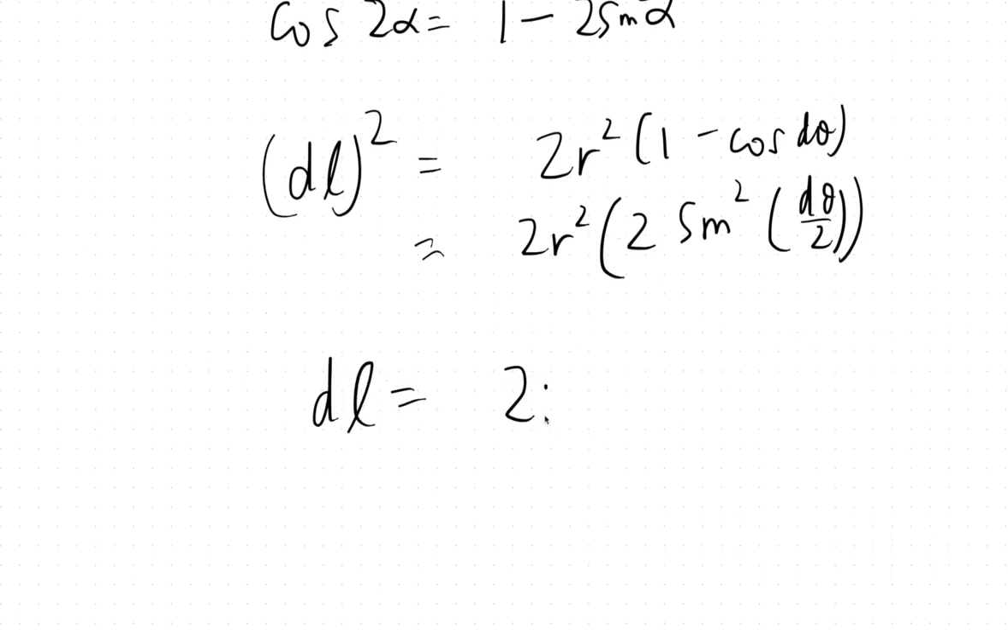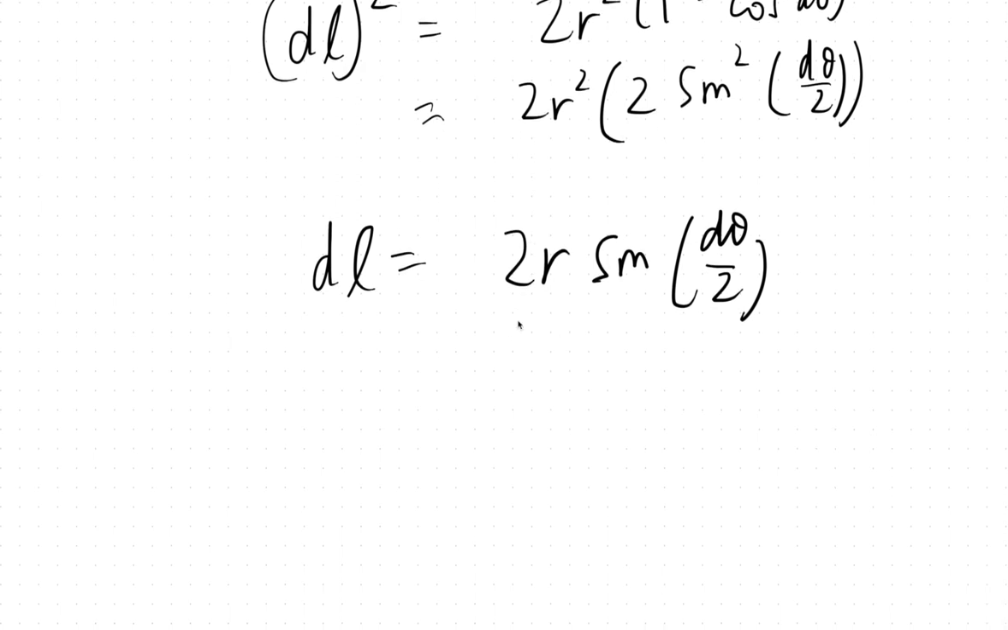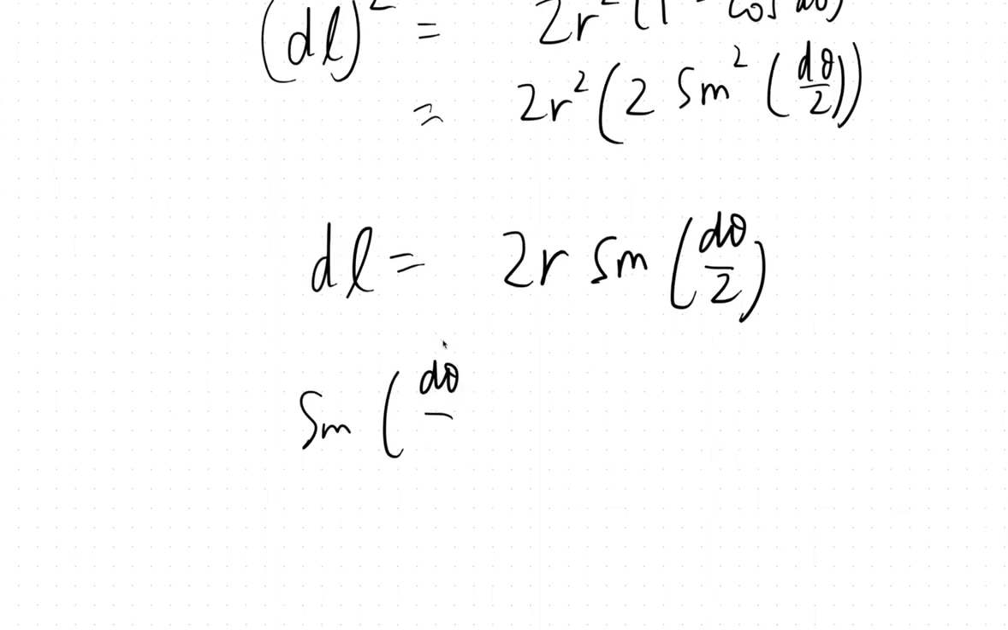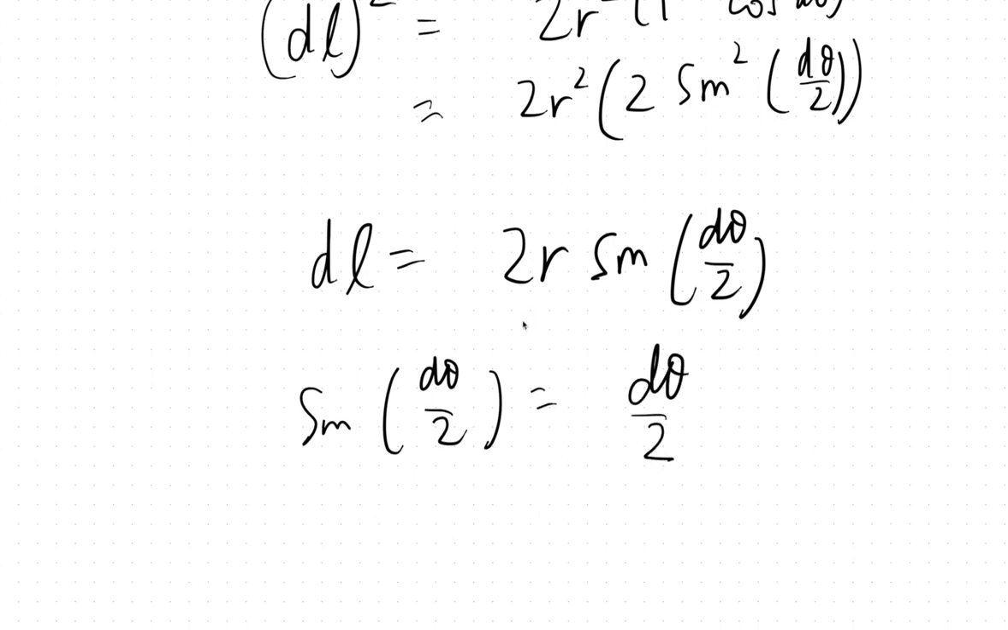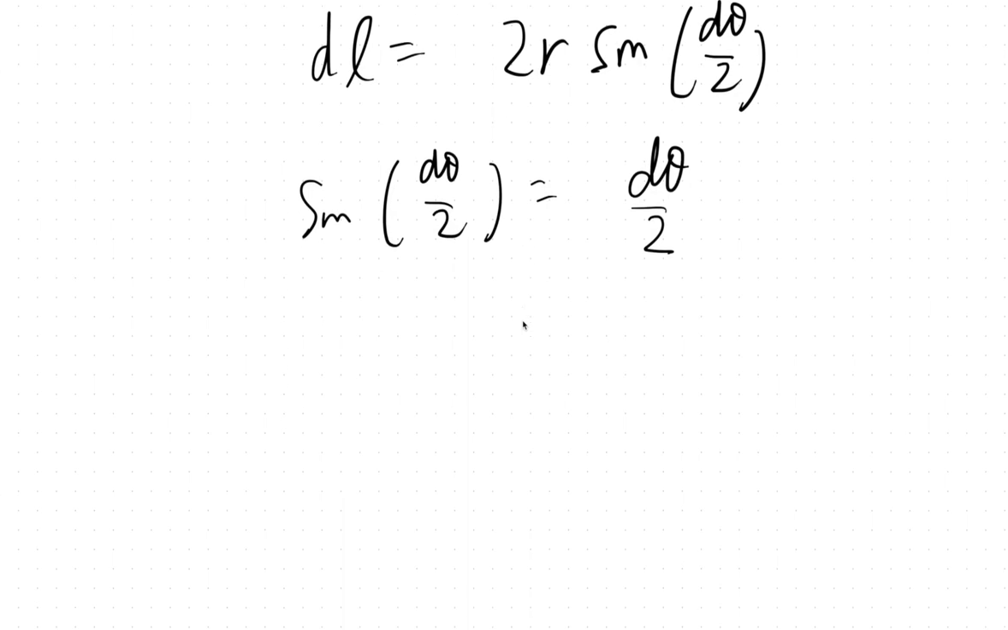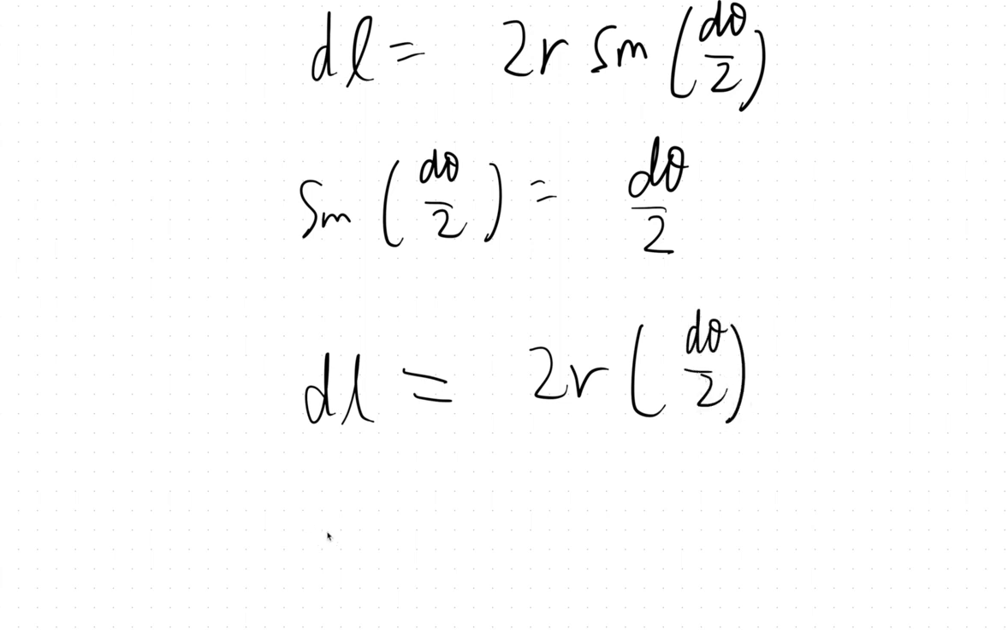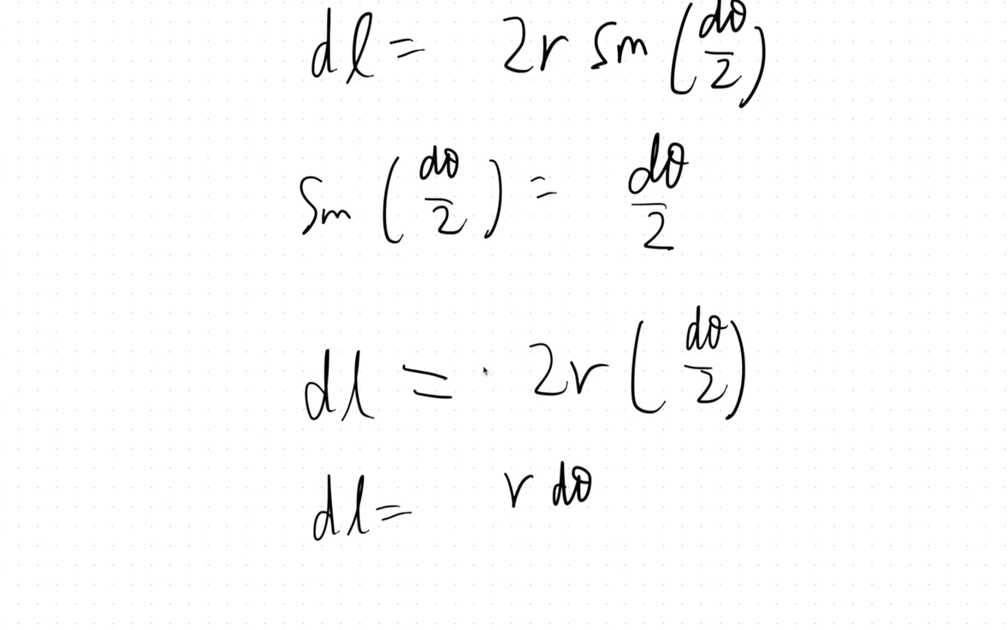dl is equal to 2r sine d theta by 2, and d theta by 2 is very small, so sine of d theta by 2 is equal to d theta by 2. This is the small angle approximation, and cos d theta by 2 is equal to 1 approximately, but at such a small value it really doesn't matter. So dl is equal to 2r into d theta by 2. Okay, so then we get dl is equal to r d theta, which we got from using calculus in the previous method.